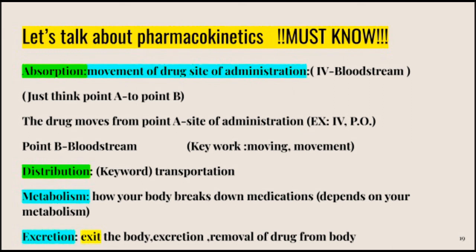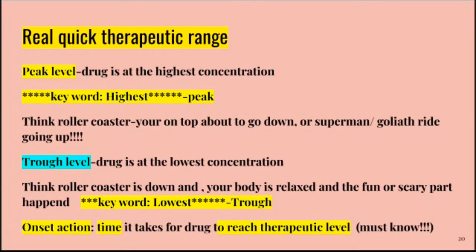Real quick, therapeutic range. Peak level is when the drug is at the highest concentration. Keyword highest, which is the peak. So think roller coaster. You're on top, you're about to go down, you're on top of the Superman or Goliath ride, you're up. You're at the peak. Trough level is when the drug is at the lowest concentration. You already went up on the roller coaster, now you're going down. That's the trough level. Your body's relaxed, and the fun or scary part, however you look at it, you're already down there. Keyword is lowest for trough, and keyword is highest for peak.